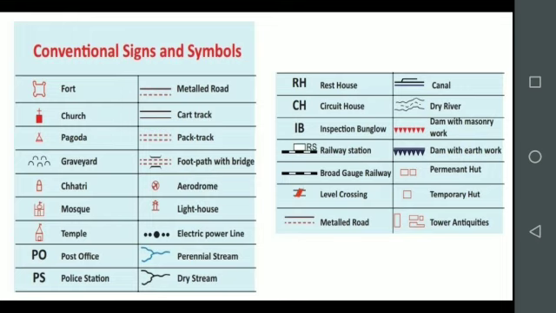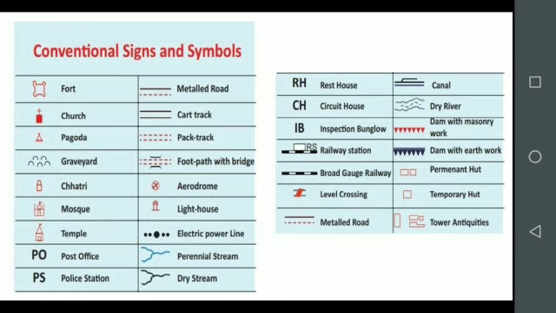Conventional signs and symbols are also very important in legend. These signs and symbols are used to show natural and man made features on maps. They are easy to draw and to understand.